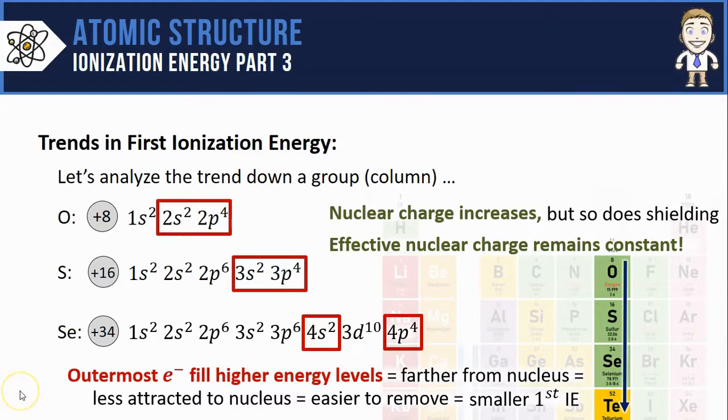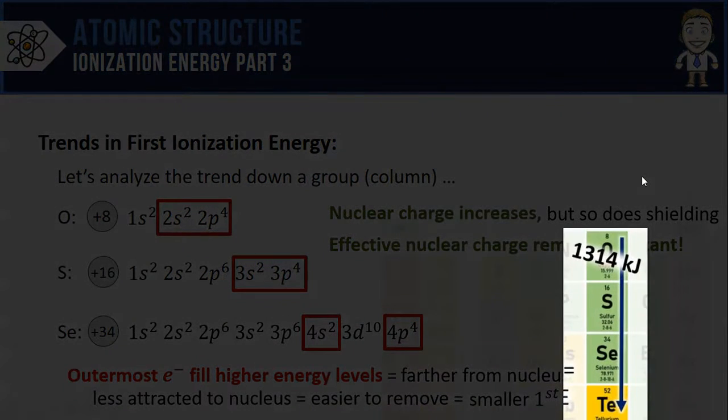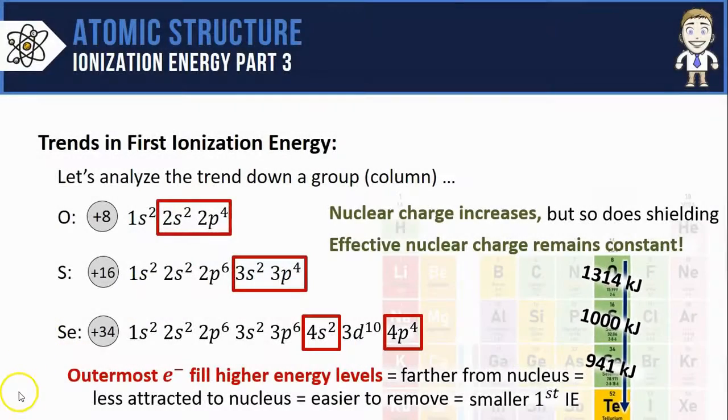so as you go down that column, you're going to get smaller and smaller first ionization energies. To prove it, here's the actual values for these 3 atoms. Oxygen's outermost electron takes 1,300 kilojoules to remove, sulfur's is less at 1,000, selenium's even less at 941.